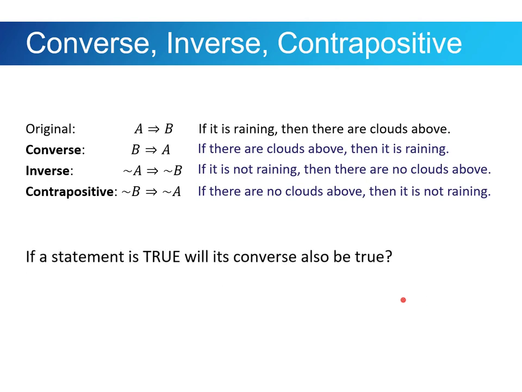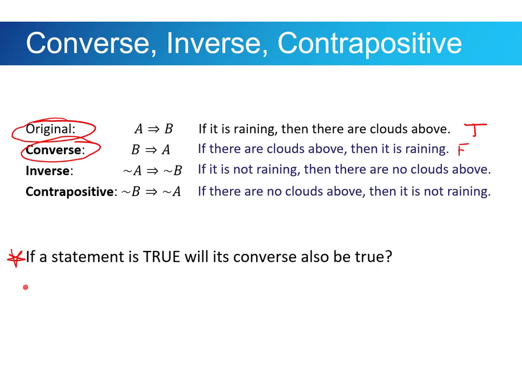If a statement is true, will its converse also be true? What do you think? Well, take a look at the example above. The original statement was, if it's raining, then there are clouds above. Let's think, in our real life experience, is that true or false? That's true. The only time you see rain is when there are clouds above. So I'll label that T. But what about the converse? If there are clouds above, then it's raining. No, our real life experience tells us that's not true. Plenty of times there are clouds above and it's not raining. So that's actually a false statement.